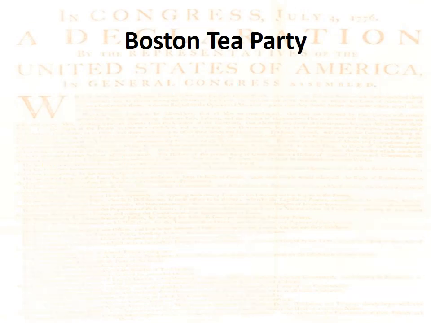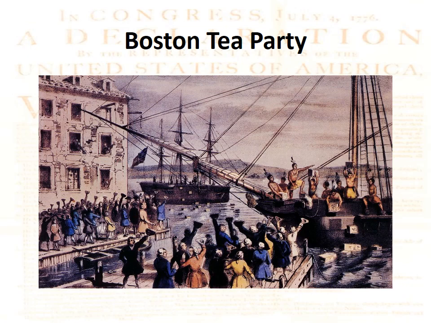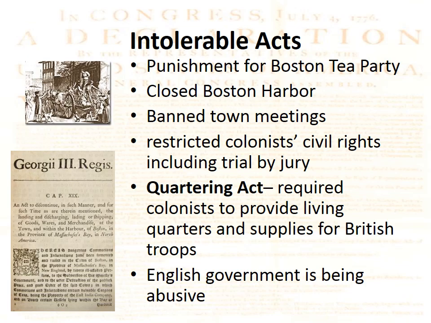And so the colonists were having none of this. What they ended up doing was having the Boston Tea Party. The Sons of Liberty dressed up as Native Americans, and they dumped the tea into the Boston Harbor in an act of rebellion. An act of rebellion against the Tea Act in particular. So that did not work out real well for them in the long run.